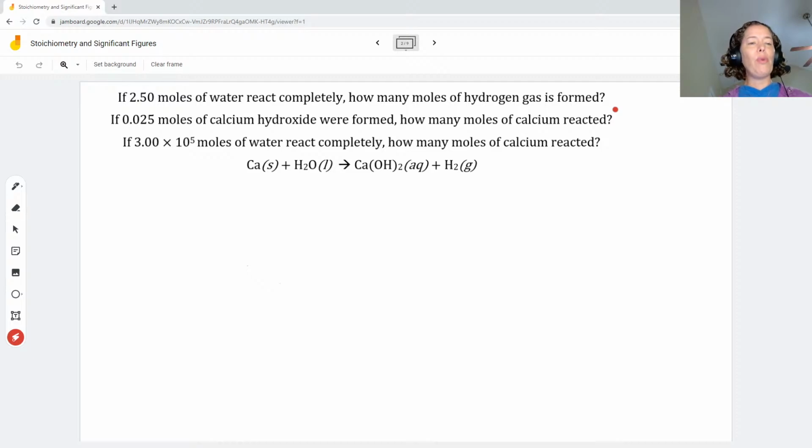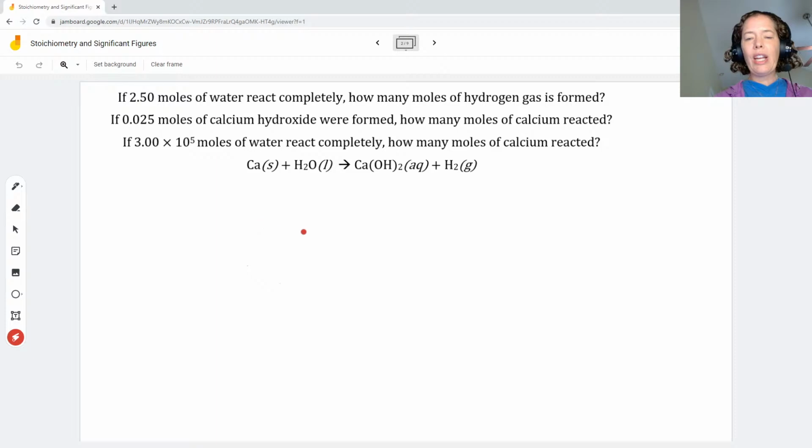So if 2.50 moles of water react completely, how many moles of hydrogen gas is formed? Now, if you just ask this question without any context, you wouldn't know what was going on, but the critical piece of information is we are given a chemical reaction here. So let's first take our chemical reaction and let's balance it, and then let's start talking about the stoichiometry component to this.